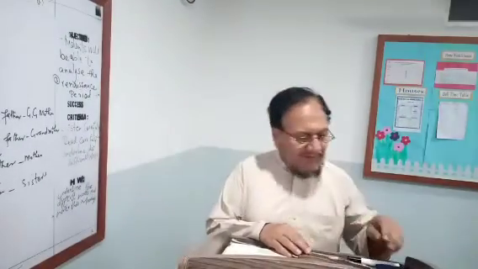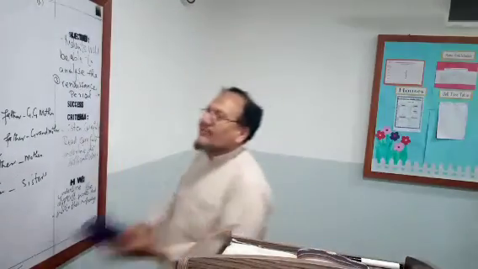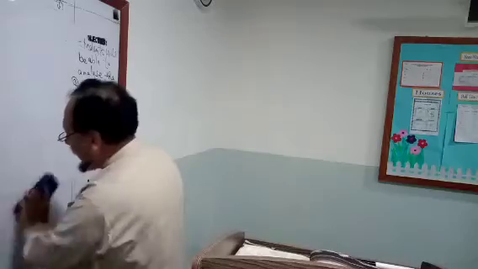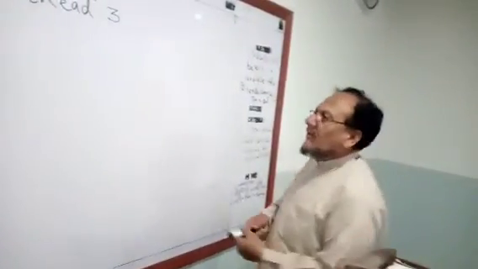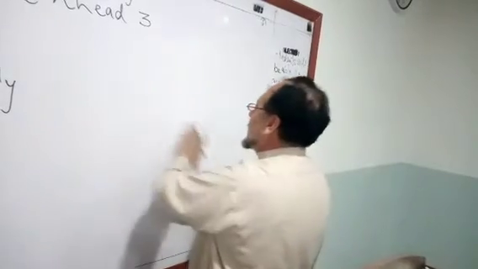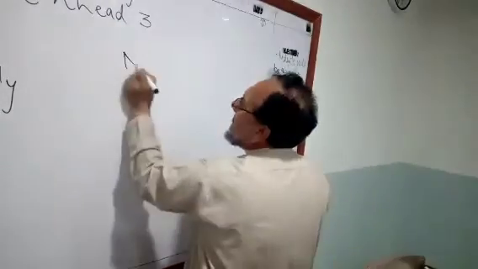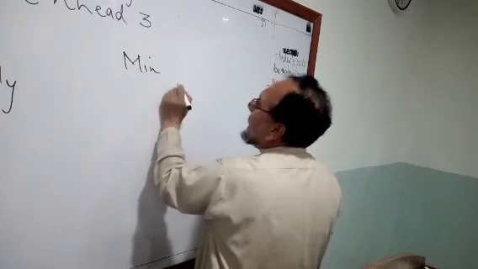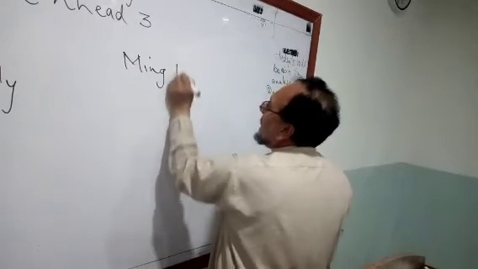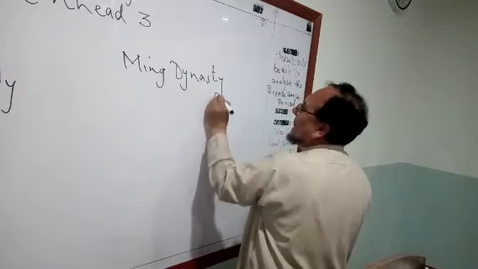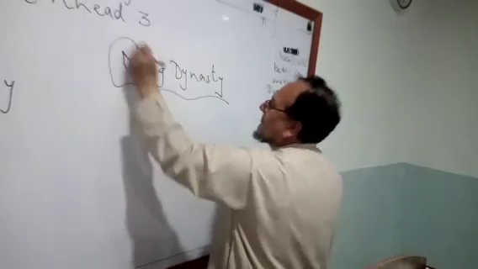A powerful family. The Ming Dynasty. So there are many families in the world: Ming Dynasty, Mughal Dynasty. In this time, in Saudi Arabia, there is a dynasty. What is dynasty? Dynasty means the rule of one family. So it's called dynasty in the terminology of history.